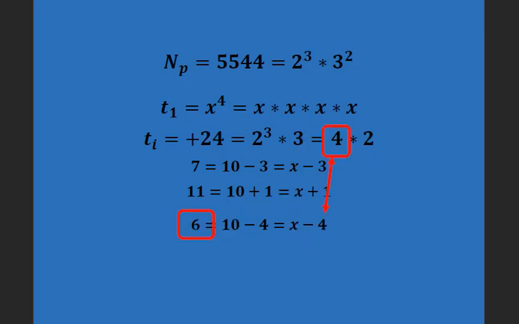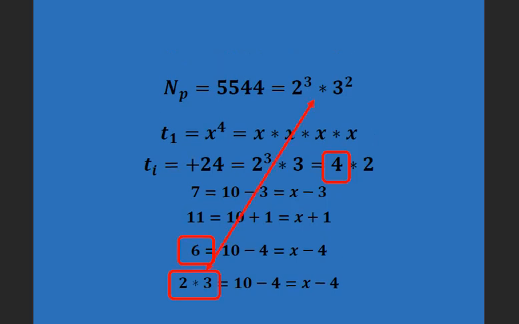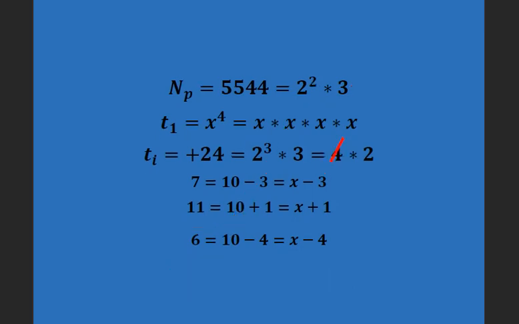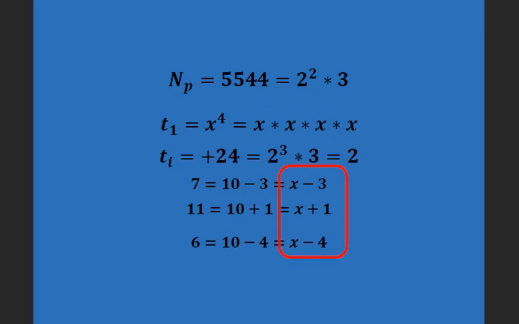Another possible n sub p ending in 4 is 6, which arithmetically would be equal to 10 minus 4, and algebraically would be equal to x minus 4. 6 and its prime factors would be equal to 2 times 3, which do exist in n sub p. 2 and 3 in n sub p, and 4 in t sub I simplify. So far we have 3 factors, 1 is missing.